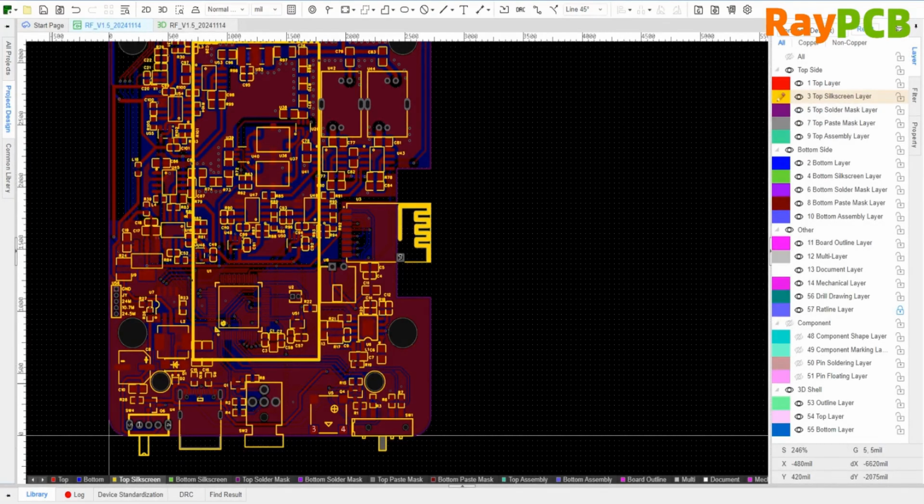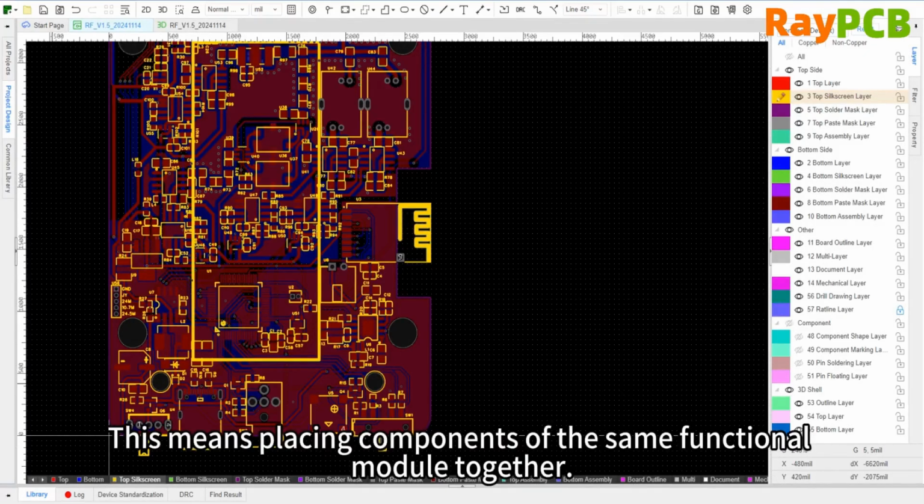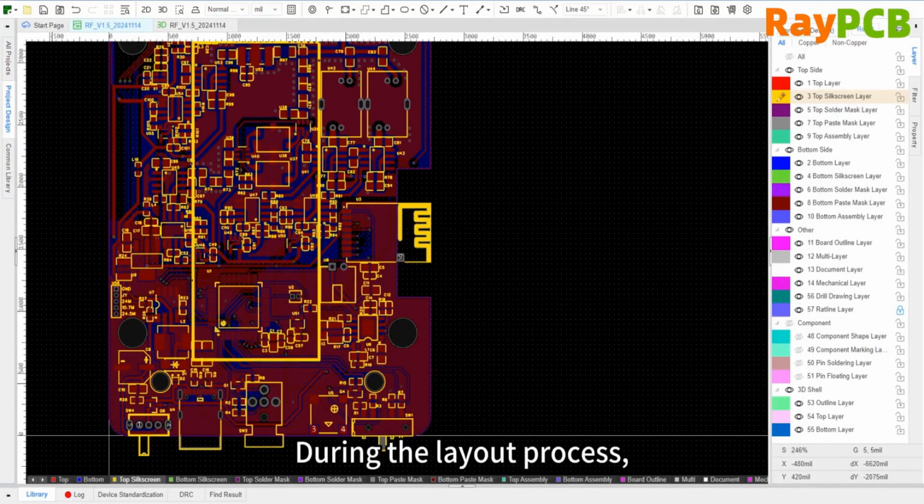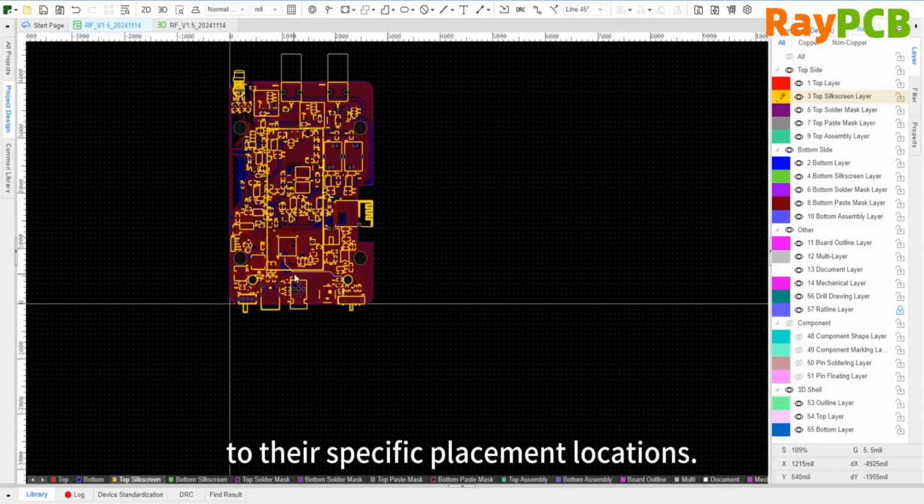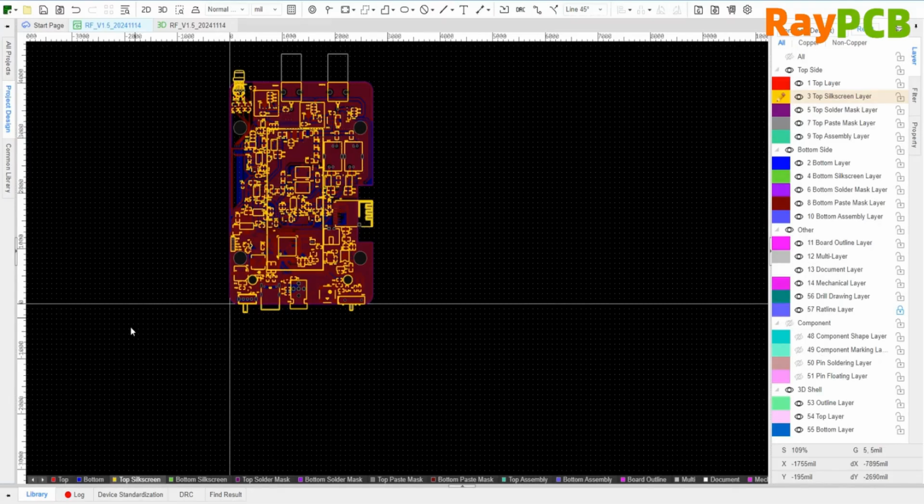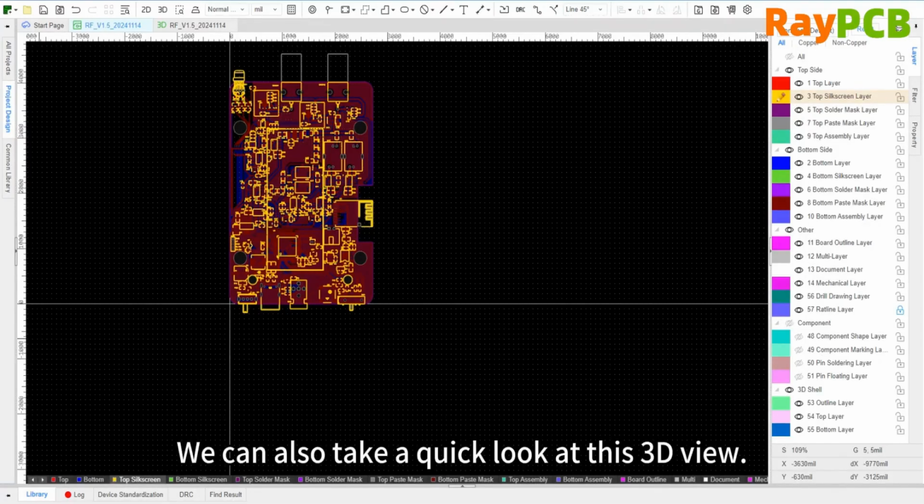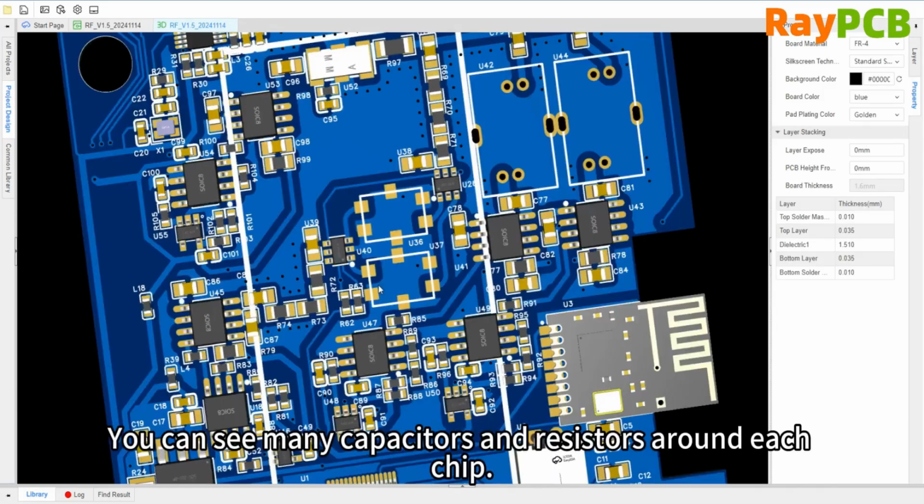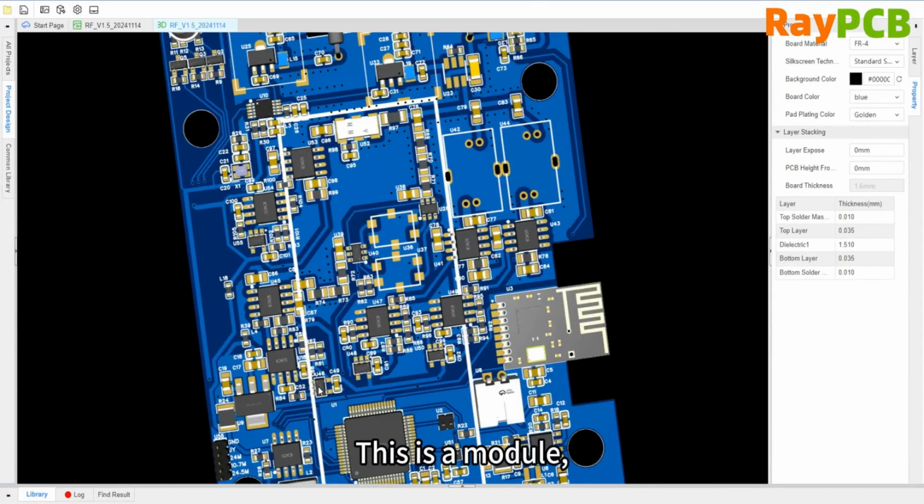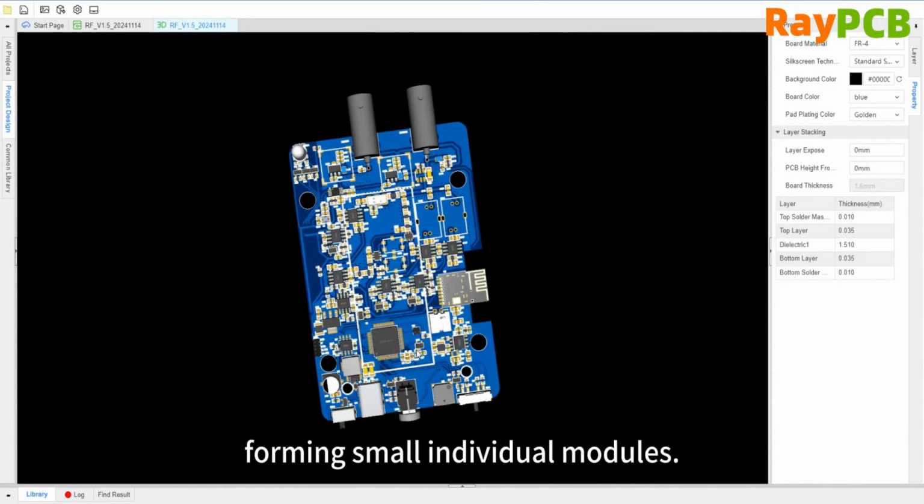Next is visual management, which means grouping components of the same functional module together. During the layout process, I usually first cluster them together outside, and then drag them into their specific positions for placement. We can also take a quick look at this 3D effect. As you can see, there are many capacitors and resistors around the chip. This forms a module with the chip at the center, creating a small functional block.